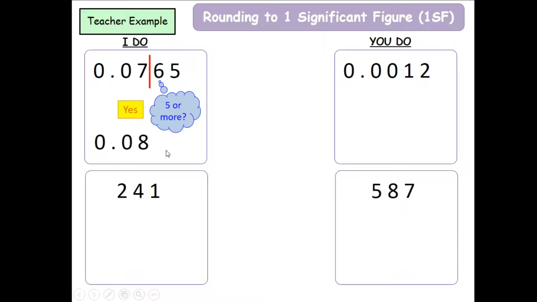Next one now. We start from the left. Now I draw my line between the 2 and the 4, because 2 is my first significant figure. Now is the 4 5 or more? No. So my number stays the same. So now the 2 stays the same, but every other digit turns into a 0. So now my answer is 200. What I'd like you to do now is pause the video and have a go at answering the two questions.